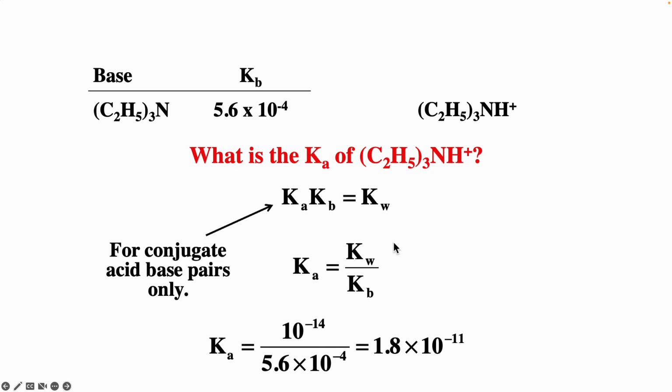And so our Kw is 10 to the minus 14th. Again, if you're not given the temperature, assume 25 degrees Celsius. Divide out by our Kb, which is given as 5.6 times 10 to the minus 4th. And so that gives us a Ka of 1.8 times 10 to the minus 11th.